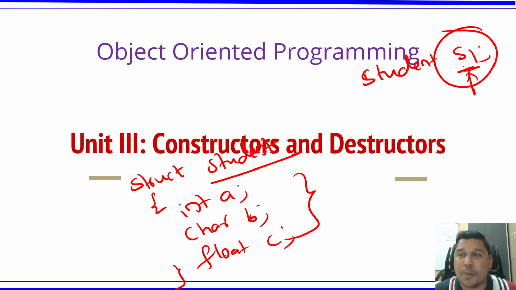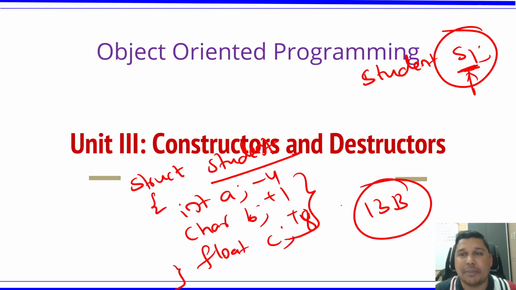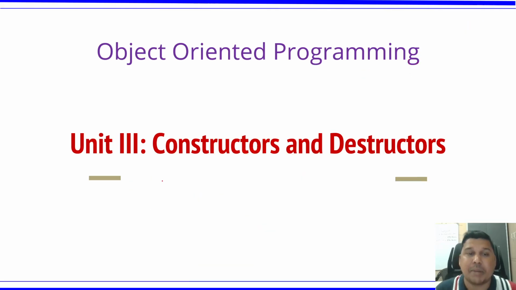How much memory is allocated for variable s1? It depends on whether it is an alignment or non-alignment based compiler. If it is a non-alignment based compiler, then it is 4 plus 1 plus 8, so 13 bytes will be reserved. So only when this variable is created, memory is allocated. The same is applicable for class.